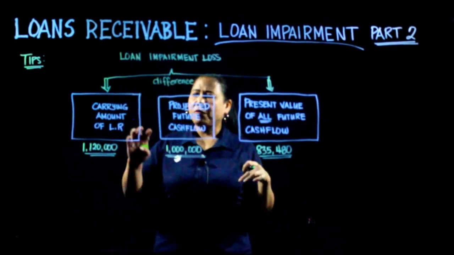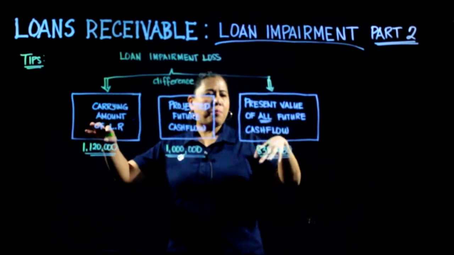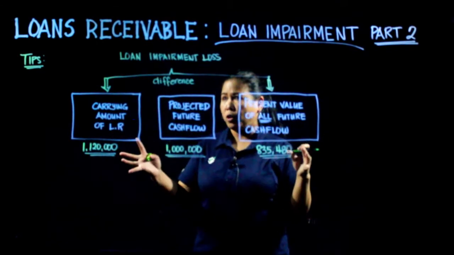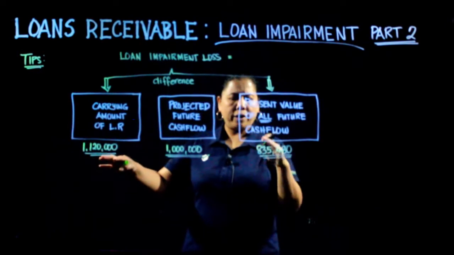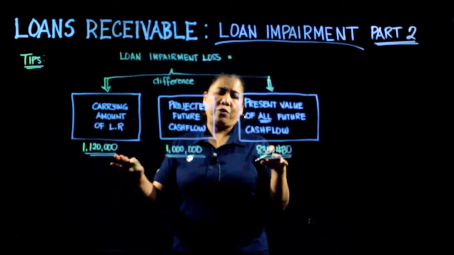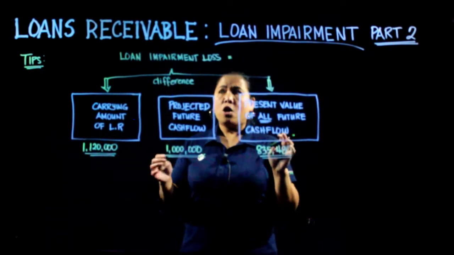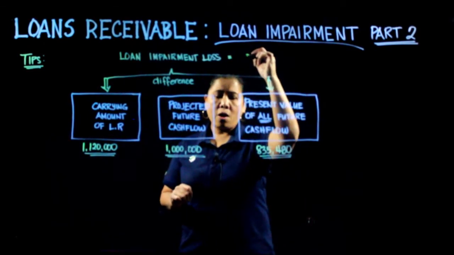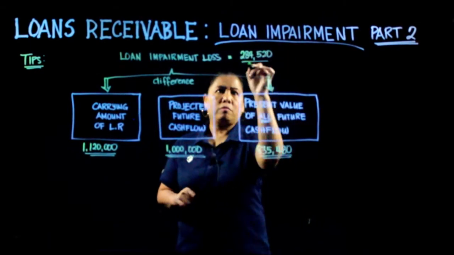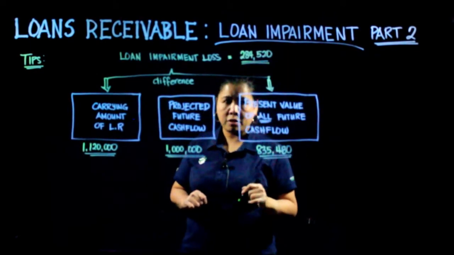So, the difference between the carrying amount and the present value of all future cash flows, that's your impairment loss, which is 1,120,000 less 835,480. We have a loan impairment loss of 284,520. Alright? So, that is your impairment loss.